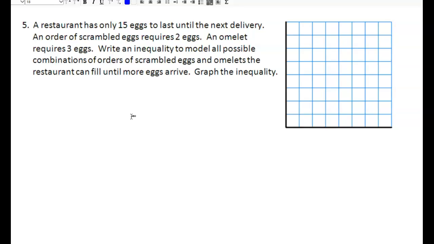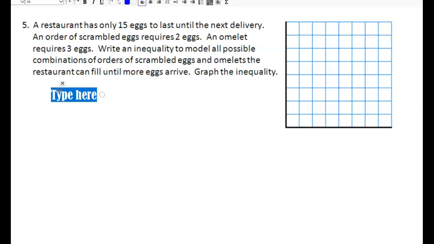Inequalities are really helpful for solving word problems that might have multiple solutions. So not every word problem has a singular solution. Say a restaurant has 15 eggs. They need these eggs to last until the next delivery. An order of scrambled eggs requires 2 eggs. An order with an omelet requires 3 eggs.